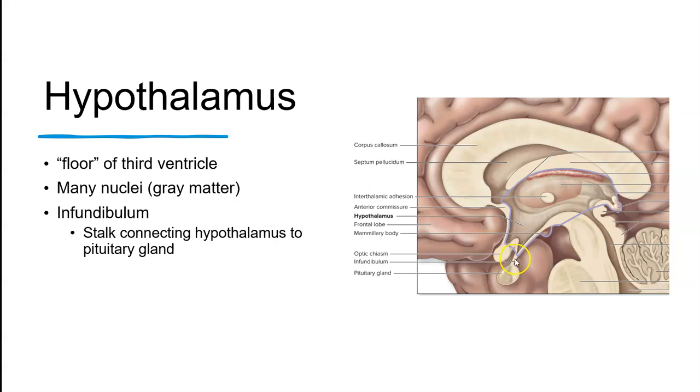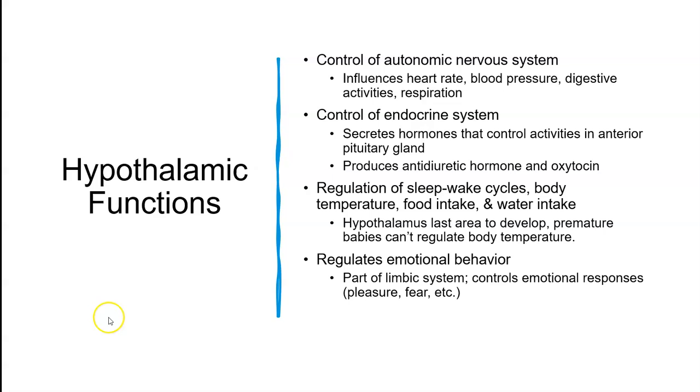structure called the infundibulum. Within that infundibulum, we have blood vessels and axons of nerves that connect the hypothalamus to the pituitary gland. The hypothalamus has numerous functions, including control of the autonomic nervous system that influences your heart rate, blood pressure, digestion, and respiration. It also controls the endocrine system because it makes and releases hormones that control the activity of the anterior pituitary. In addition to that, it produces hormones called antidiuretic hormone and oxytocin that are stored in the posterior part of the pituitary and then released.